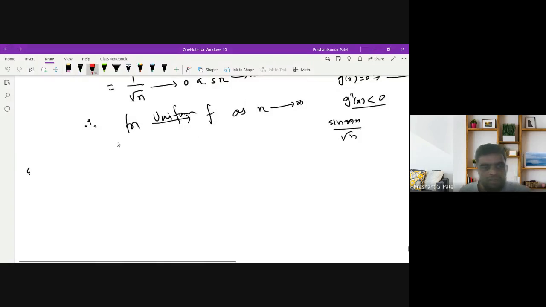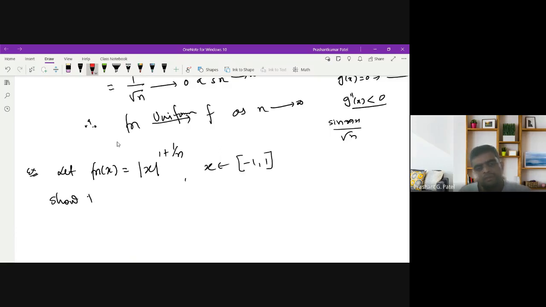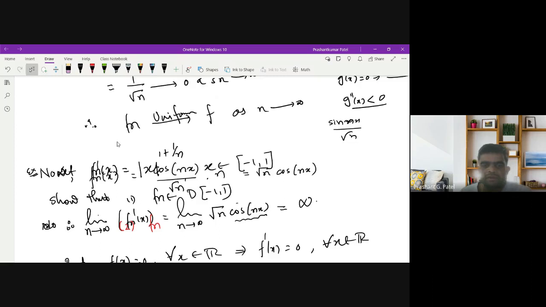So this is the example that I'm talking about. Let fn of x be defined by mod x raised to the power 1 plus 1 by n, where x belongs to minus 1 to 1. Then show that the first one, fn belongs to D of minus 1 to 1. D of minus 1 to 1, I already talked about, is the set of differentiable functions over the interval minus 1 to 1. The second statement is about fn.